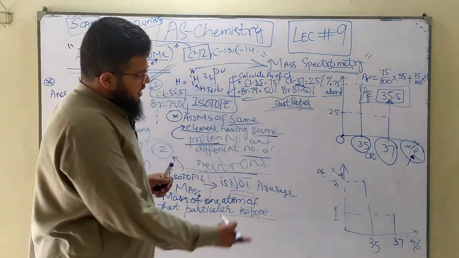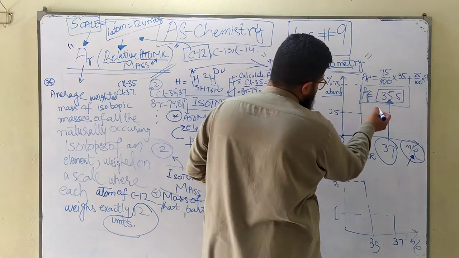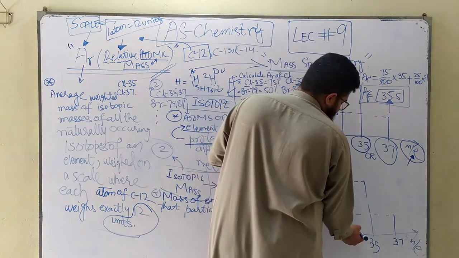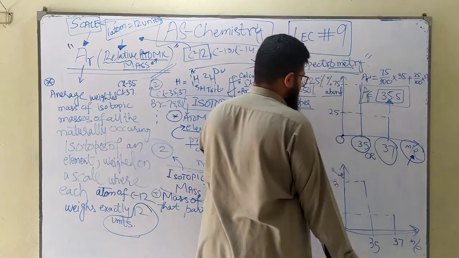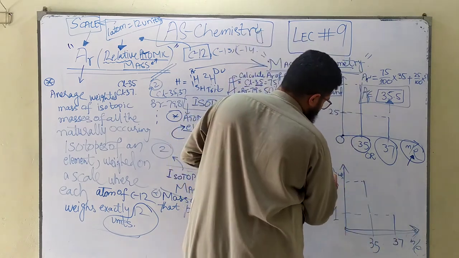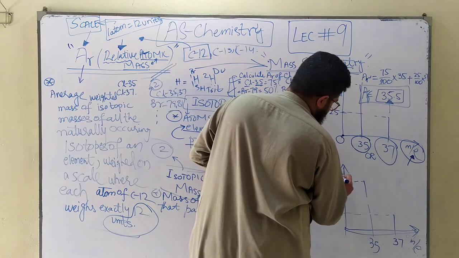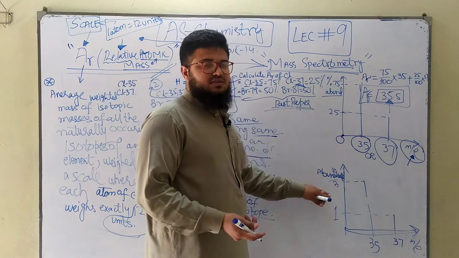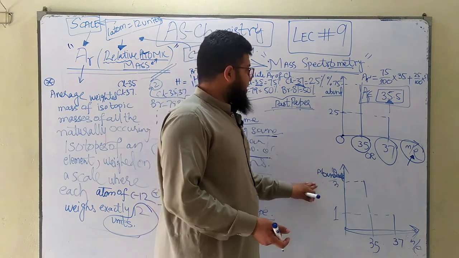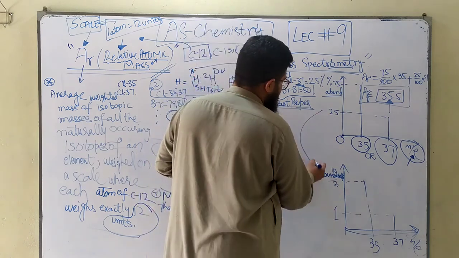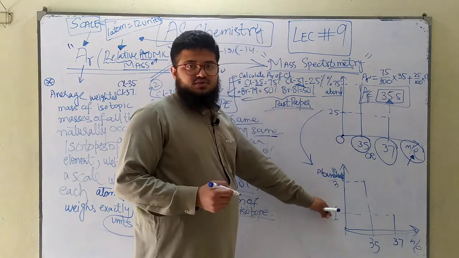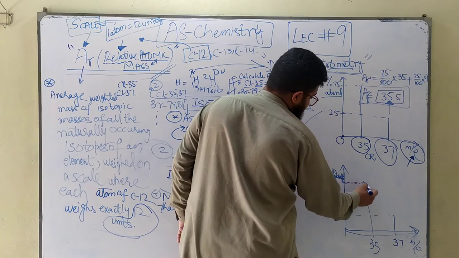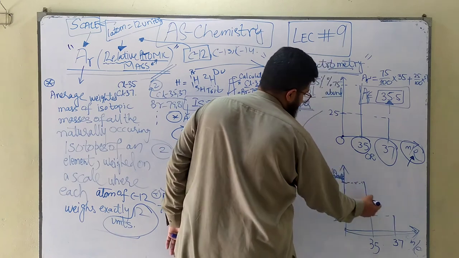And there's another way to represent this graph. It can be represented in the form of abundance. Rather than percentage abundance, the examiner can give you abundance on the y-axis instead. Basically, abundance means that you have been given numbers instead of percentages. So this number is 3 and this number is 1 for the smaller line.